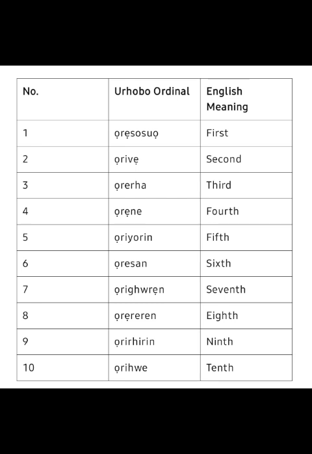The table there shows a list of some of the ordinal numbers in Urhobo. Number 1, remember, is an exception. 1 is ọ̀rẹ́ sòsúọ́, that's first. 2, ọ̀rìvẹ́ for second. Ọ̀rìrá is third. Ọ̀rẹ́ni is fourth. Ọ̀rìyànrin is fifth. Ọ̀rìsá is sixth. Ọ̀rìwẹ́ is seventh. Ọ̀rẹ́rìnrìn is eighth. Ọ̀rìrìnrìn is ninth. Ọ̀rìkwé is 10th.